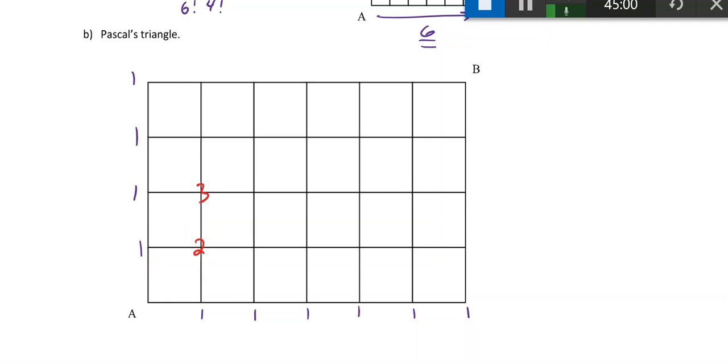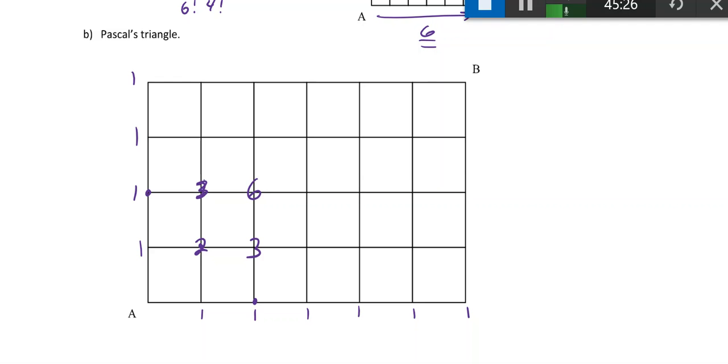You guys kind of see the pattern again here? It's always going to be, I'm going to draw that in the same color, 3 and 2. It's always going to be this one and this one add together to give that one. So this one and 2, so 1 and 2 gives me 3. And now 3 and 3 add together to give me 6.